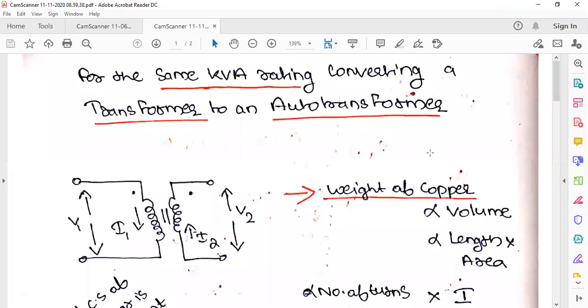Now we will see for the same kVA rating. We have a transformer, we have an autotransformer, and now we will see, for the same kVA rating, converting a transformer to an autotransformer. So what is the difference happening in the core? You know the core is made up of copper. So how much is the weight of the copper and how much difference is happening?